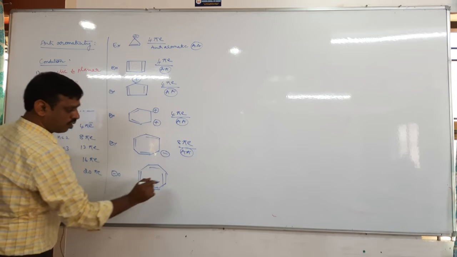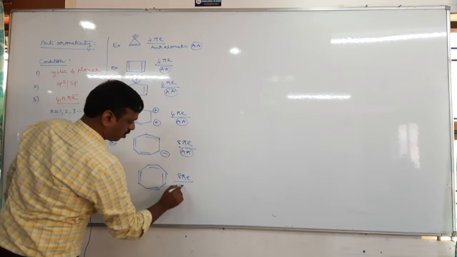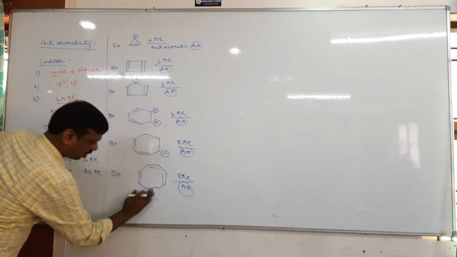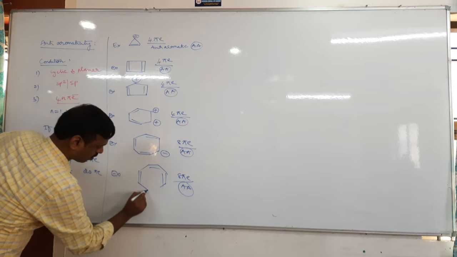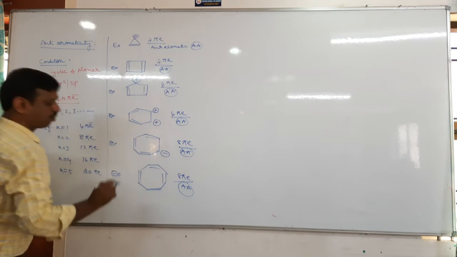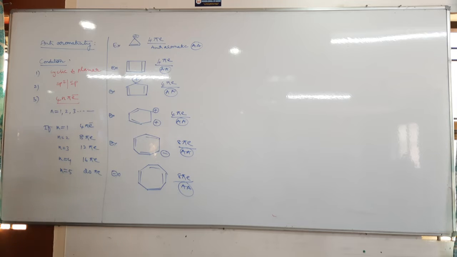Tell me, it is also 8 pi electron, it is also anti-aromatic, right? It is an octa-membered ring, 8. Okay, right on. So like that you can identify which is anti-aromatic, right?